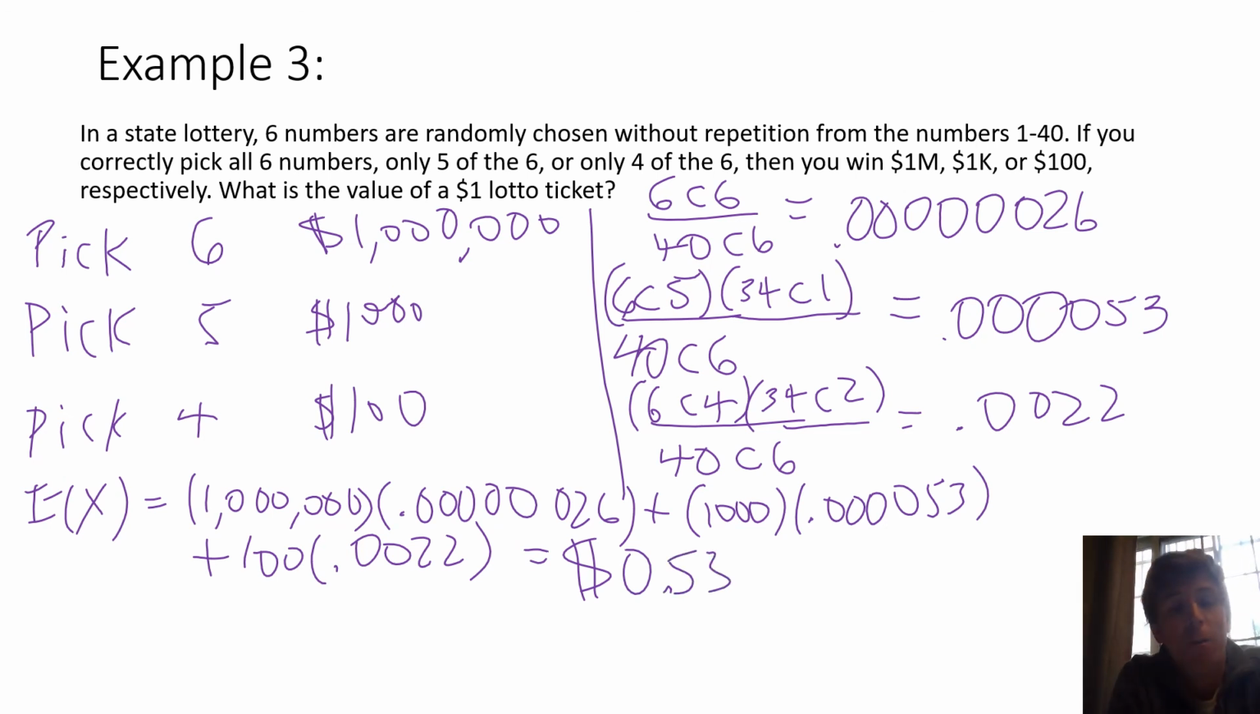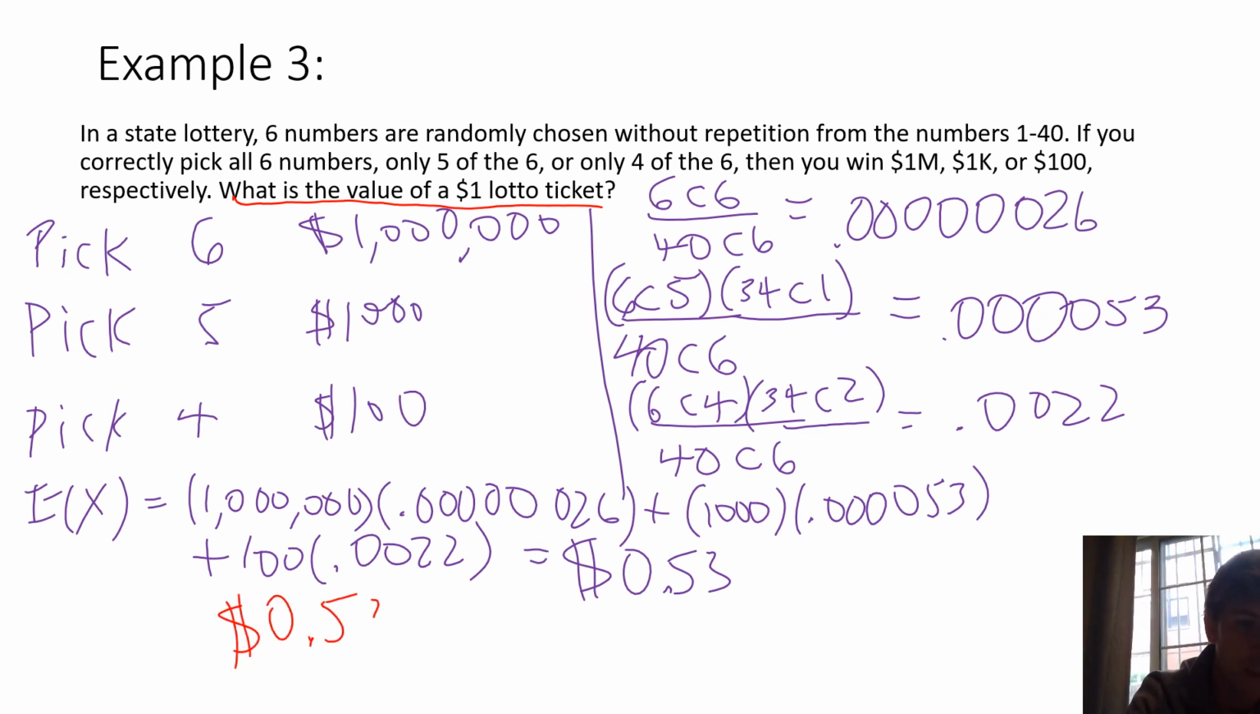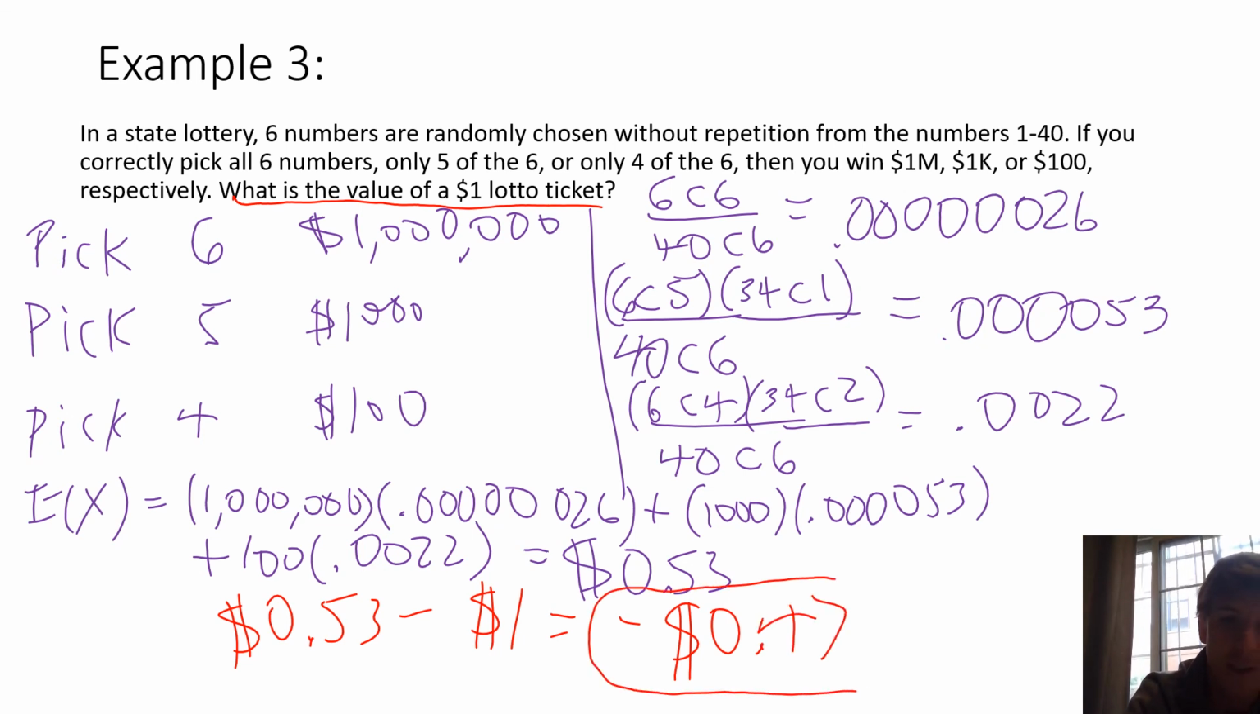All right. Well, that's good news. That means with a lottery ticket, you're going to win money on average. Oh, wrong. We have not accounted for the value of the lottery ticket. We had to pay $1 for it. So we have to do the 53 cents minus the cost of the ticket, $1. And so in the long run, we're losing 47 cents on these lottery tickets.